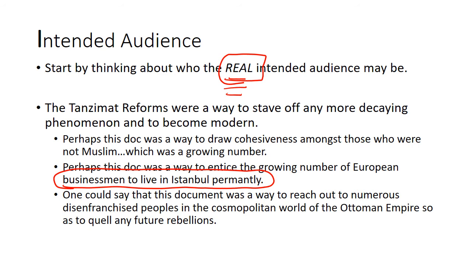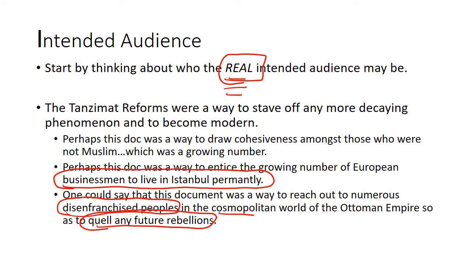Maybe it's for all these disenfranchised people of different types. Maybe it's for all the Jews, the Christians, the non-Christians, the Muslims. And then again, we got varying Muslims. We got Shiites and Sunnis. Not many Shiites, but they're in our world. And so again, to quell and to stop any future rebellions, let's make these folks a little bit happier. Maybe that's the real intended audience.